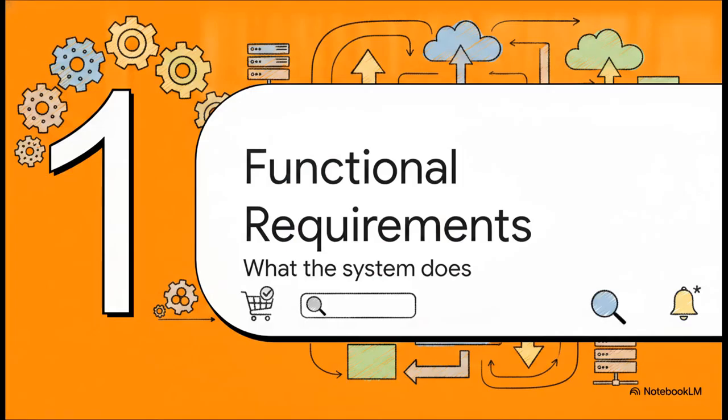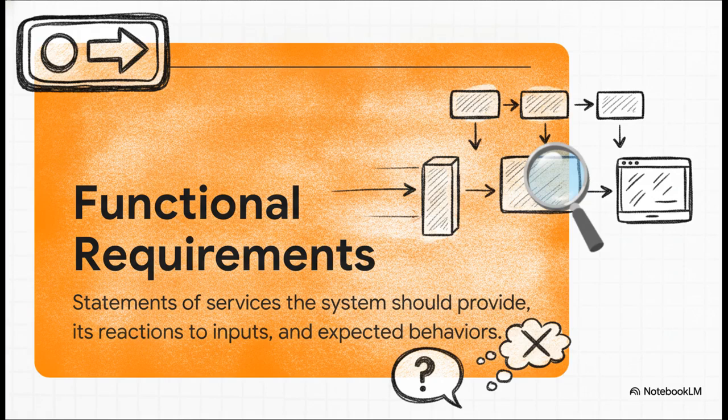Okay, let's transition right into Section 1, defining functional requirements. So what exactly is a functional requirement? Formally, these are statements of services the system should provide, how the system should react to particular inputs, and its expected behaviors in specific situations. But in plain English, this just means what the system should do.